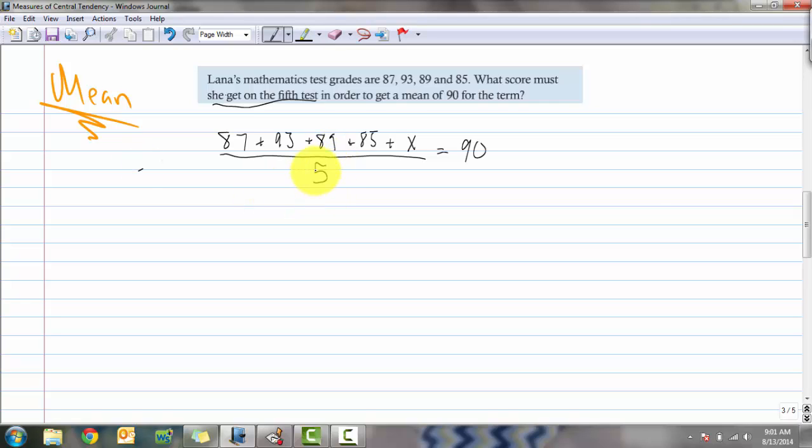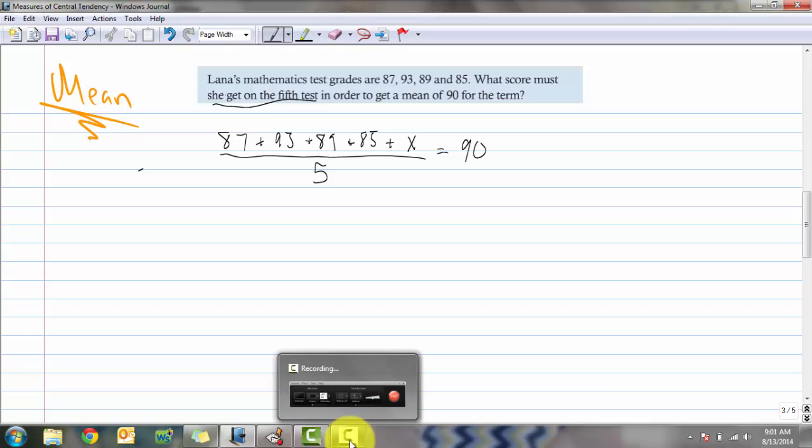Now, how do we solve this? Well, we solve this by adding these numbers together and then multiplying by 5, getting x by itself. So pause the video, solve this equation, please. Did we get 96? I hope so.